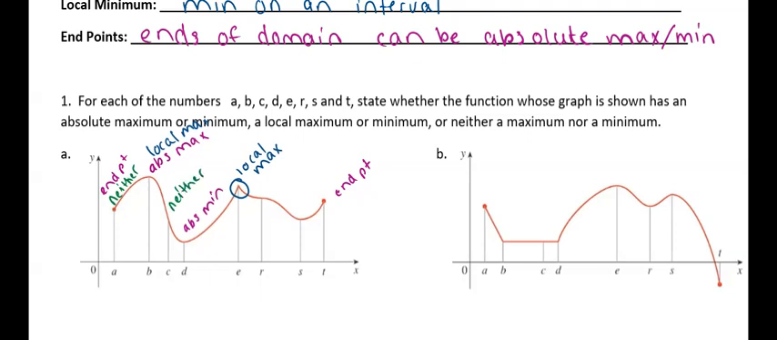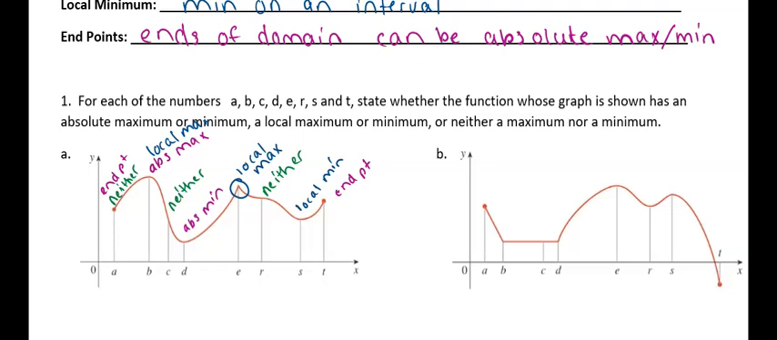Same thing right here with part R, it looks like. But S right here, that's going to be a local min because it's the minimum on this portion of our graph right here. Let's label that local min. Right, we got everything labeled for part A. Let's try part B. So let's start with our max and our mins.